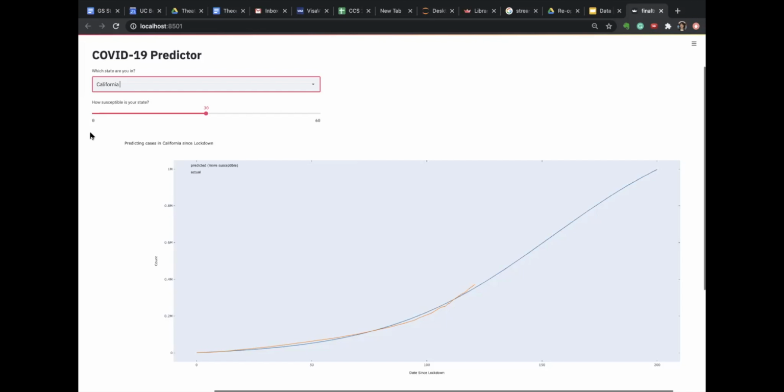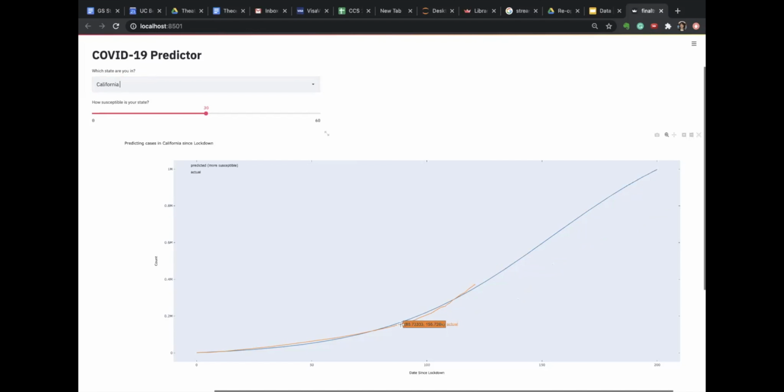So for California, as you can see, with a susceptible rate of 30 out of 60 people, so about 50% susceptible rate, we can see that the predictive curve using the SIR model and the actual number of cases in California since lockdown are pretty accurate. In this case, the actual number of cases represents the orange line, and the predicted represents the blue line.